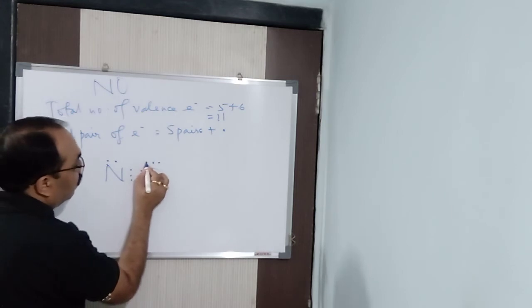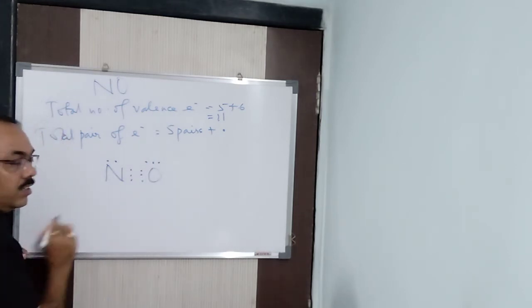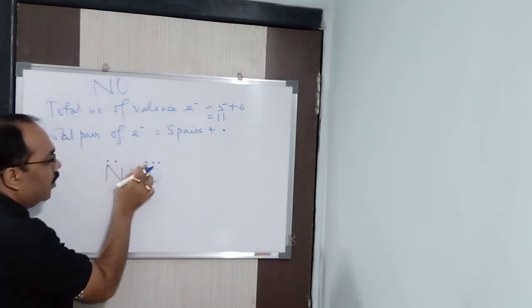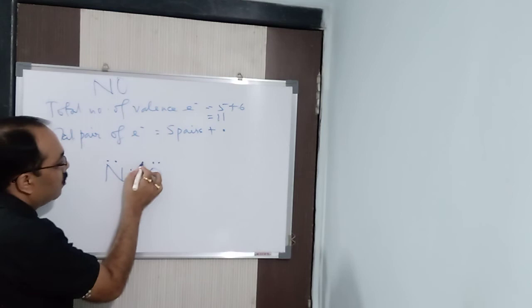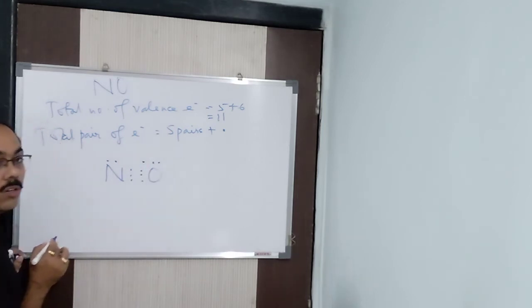So this electron you will put it here. You can put it here also, or you can put it a little bit to this side also. See, this is an odd electron. This is known as an odd electron.